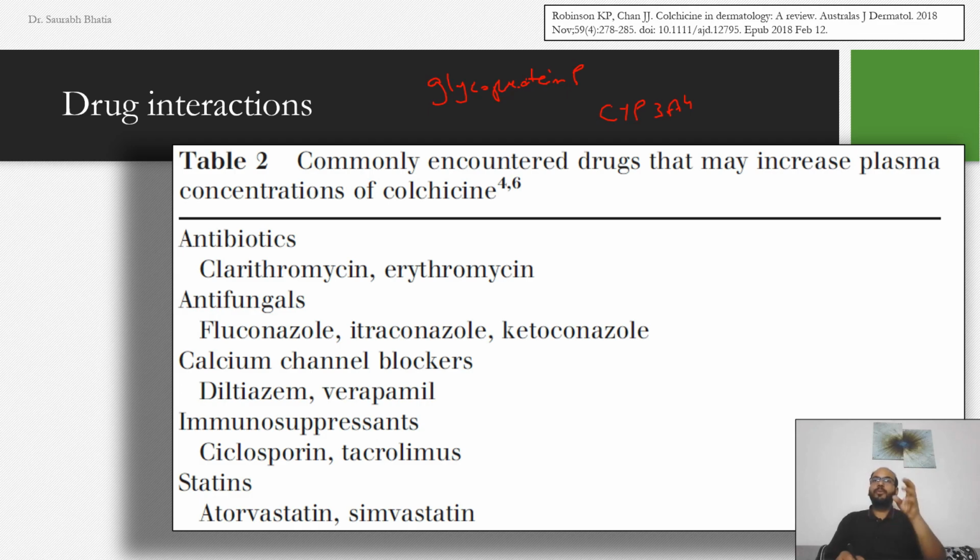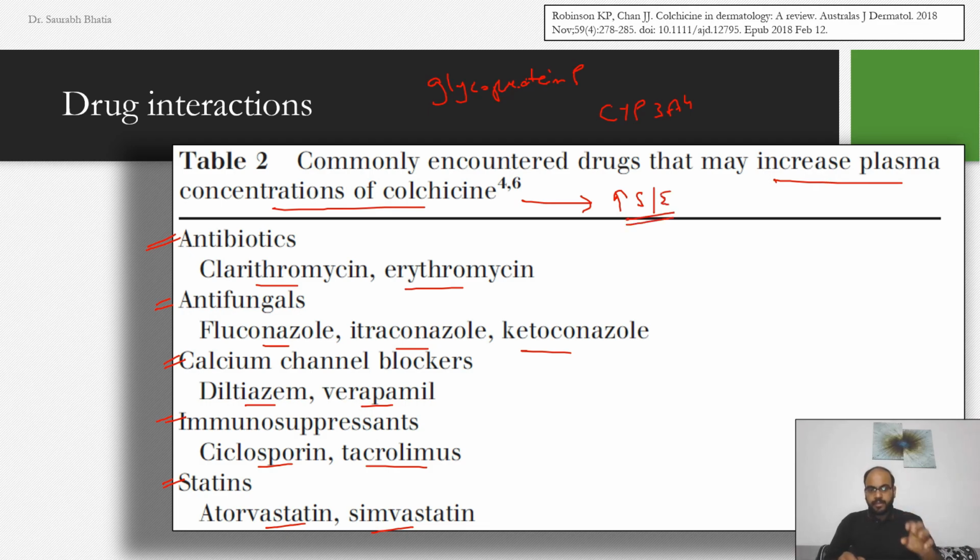So if any other drug is ongoing in the patient, you can have risk of toxicity at lower doses. Drugs like antibiotics, including clarithromycin, erythromycin, which are all CYP3A4 inhibitors, antifungals like fluconazole, itraconazole, ketoconazole, calcium channel blockers like diltiazem, verapamil, immunosuppressants like cyclosporine, tacrolimus, statins like atorvastatin, simvastatin. All of these drugs will inhibit the CYP3A4 enzymes and may increase the plasma concentration of colchicine, leading to an increase in side effects. Clear? Now you understand the concept?